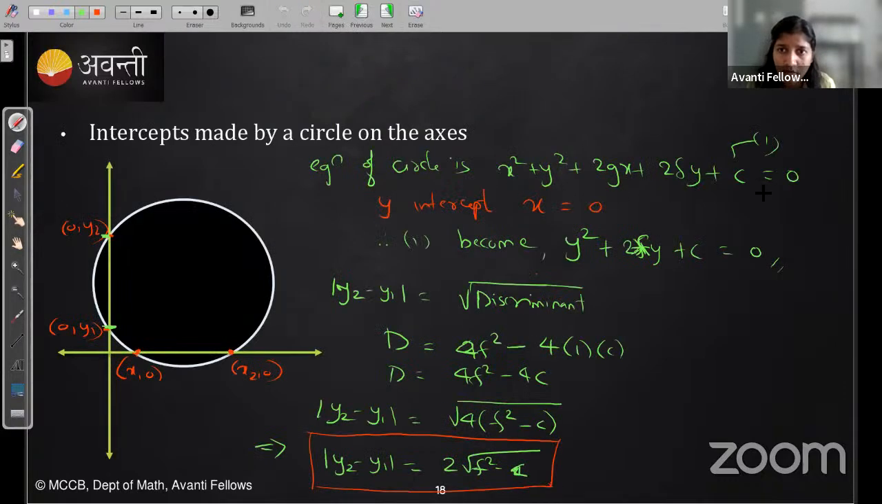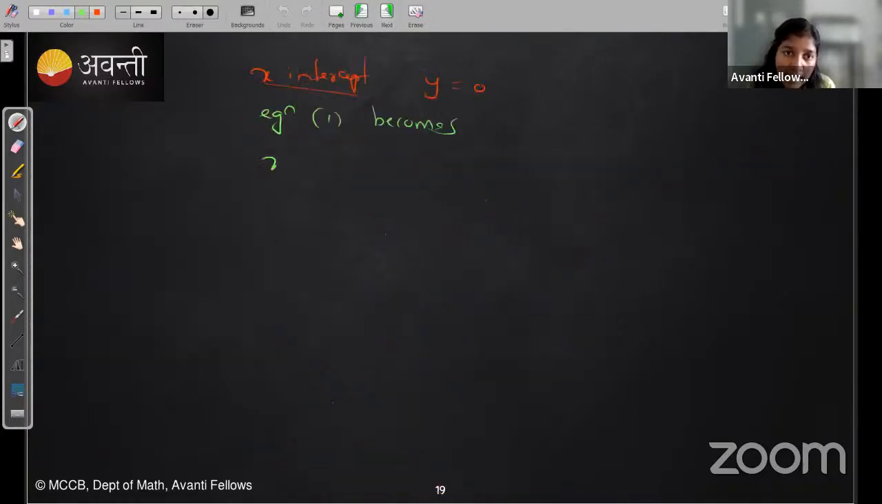So this is equation 1. Equation 1 will become what? Here the y value will become 0. So we will get x squared plus 2gx plus c equal to 0. This is again a quadratic equation.